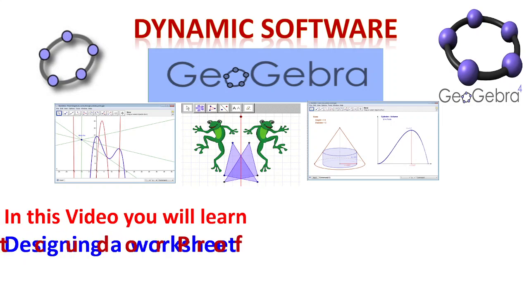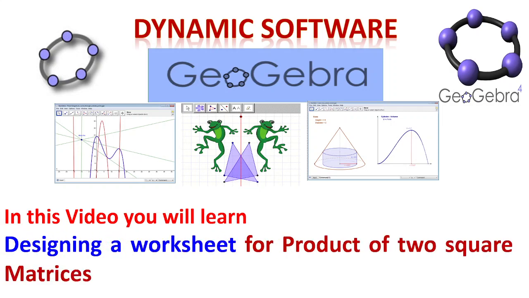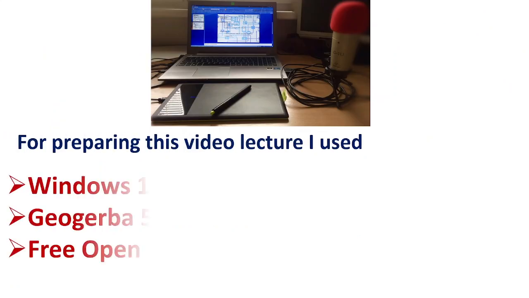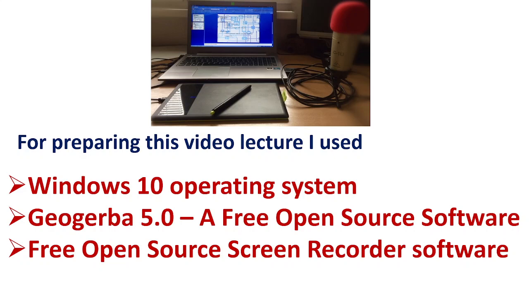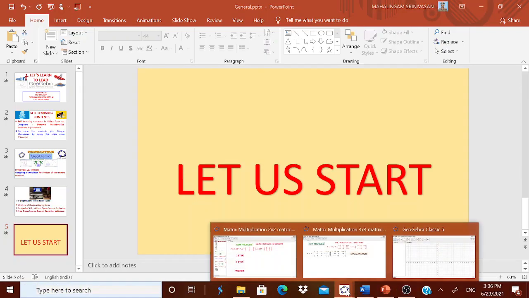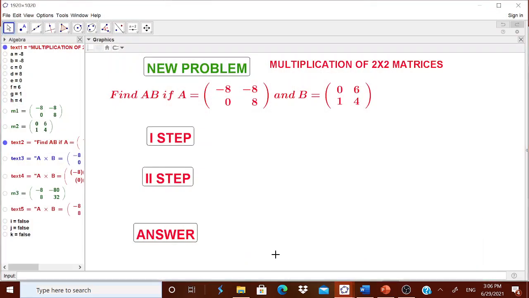In this video, you will learn designing a worksheet for product of two square matrices, 2x2 and 3x3. For preparing this video lecture, I used Windows 10 operating system, a licensed version, GeoGebra 5.0, a free open source software, and a free open source screen recorder software. Let us start. I will show you what type of worksheet we will be designing.